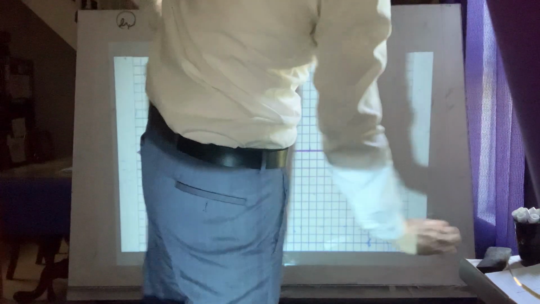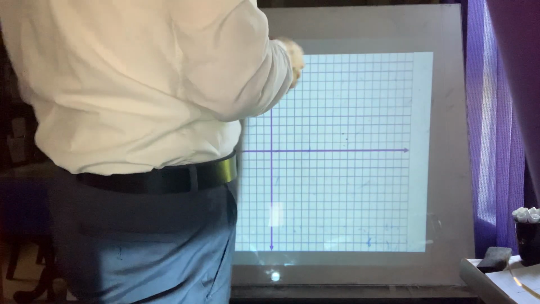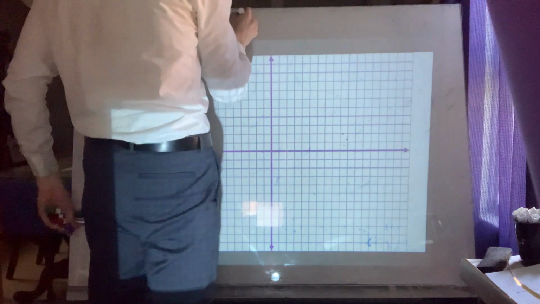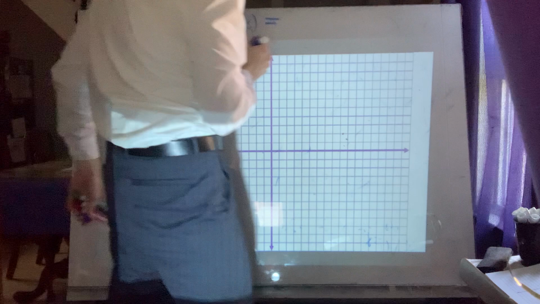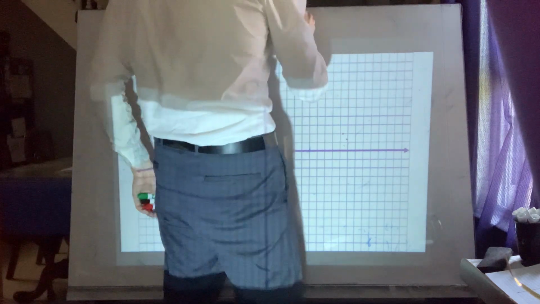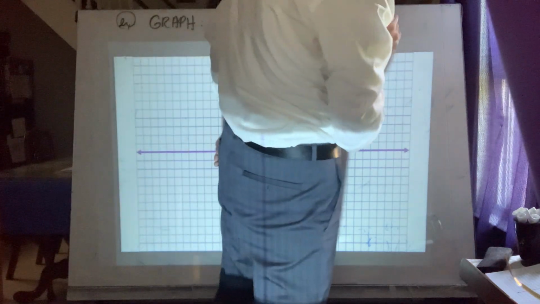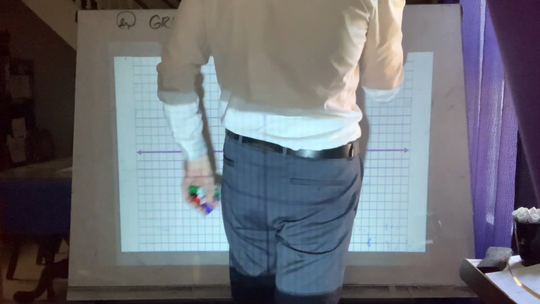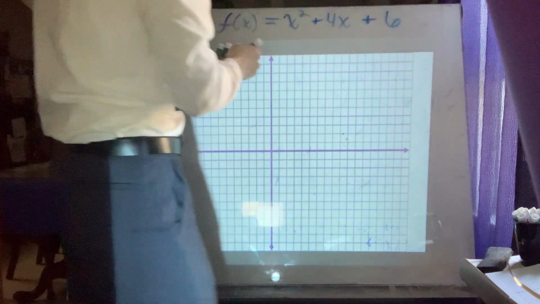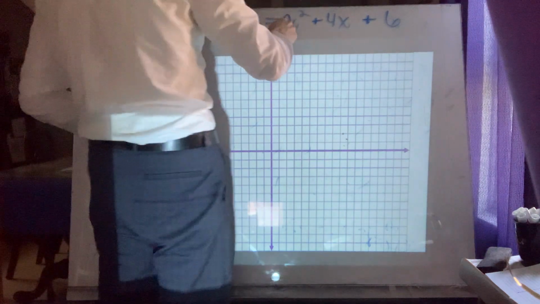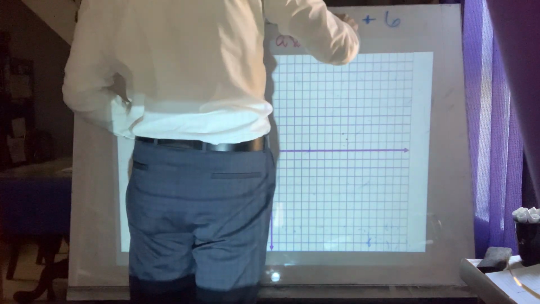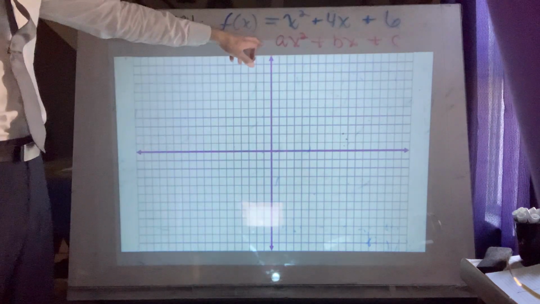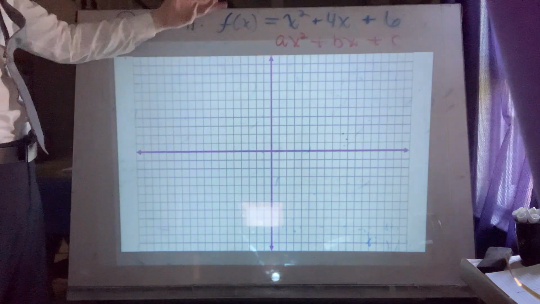Okay. So let's say that you were going to graph something that looks like this. The function f(x) is equal to x squared plus 4x plus 6. And again, here's the model for reference: ax squared plus bx plus c. This is what it most closely resembles, the general form of a quadratic function.